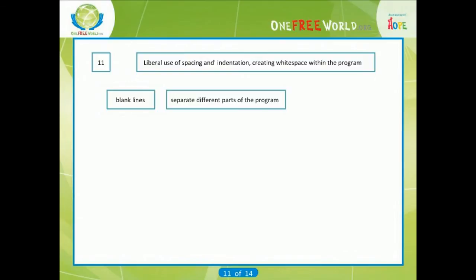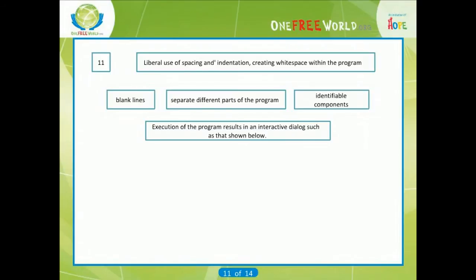Finally, notice the liberal use of spacing and indentation, creating white space within the program. The blank lines separate different parts of the program into logically identifiable components, and the indentation indicates subordinate relationships among the various instructions. These features are not grammatically essential, but their presence is strongly encouraged as a matter of good programming practice. Execution of the program results in an interactive dialogue, such as that shown below. The user's response is underlined for clarity.